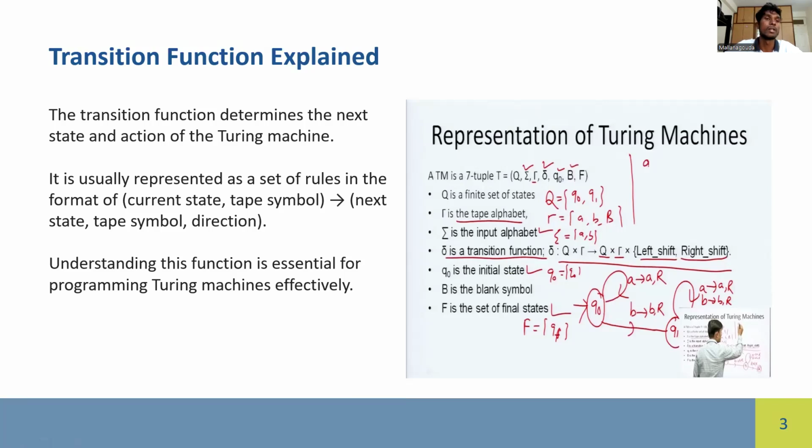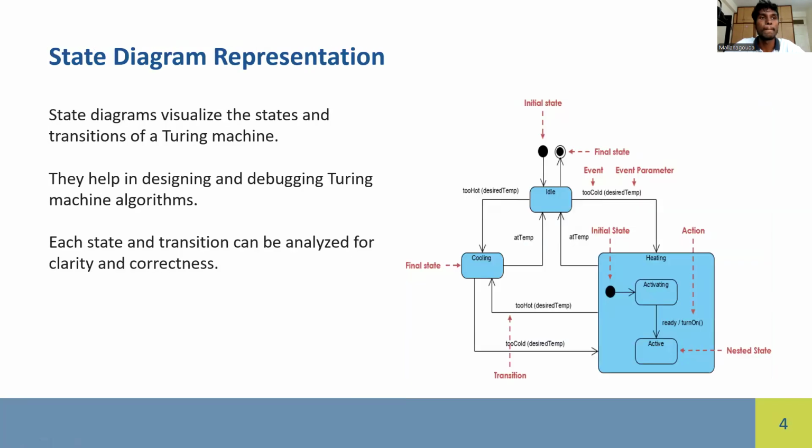Transition function explained. The transition function determines the next state and actions of a Turing machine. It is usually represented as a set of rules in the format of current state, tape symbol, next state, tape symbol, and direction. Understanding this function is essential for programming Turing machines effectively.